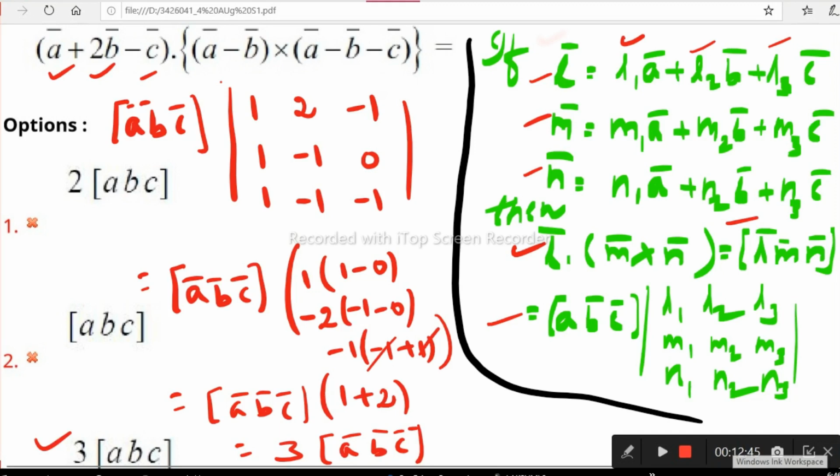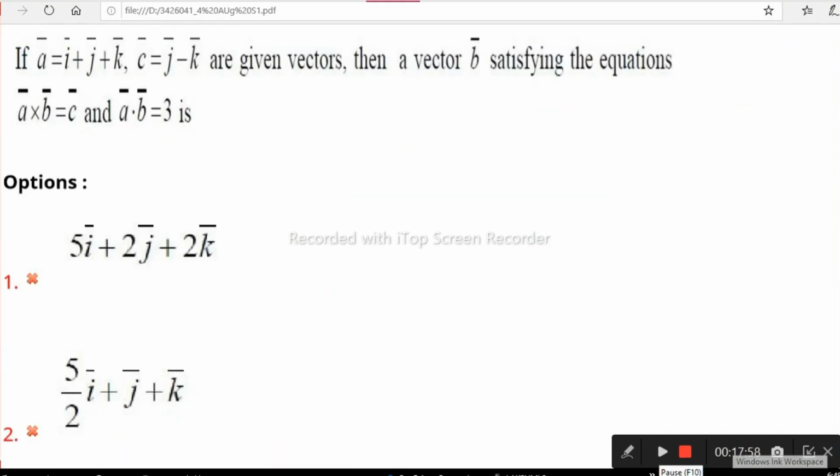Now look forward, next question. Look at this question. Two vectors A and C are given. Then a vector B satisfies the equations A cross B is equal to C and A dot B is equal to 3. We want to find the B vector from the options that satisfies the given two equations. What are the two equations? A cross B must be equal to C, and A dot B must be equal to 3. In some questions, verifying the options makes it easy, guys. The dot product is easy, and B is in the options.